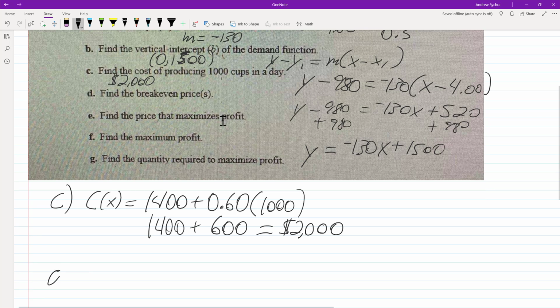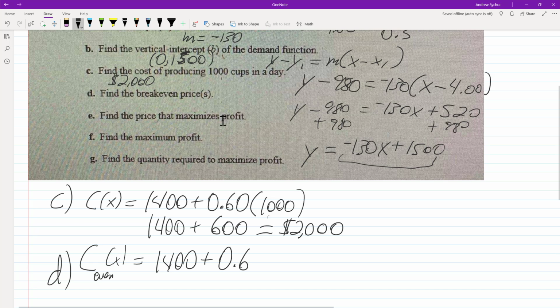I'm going to take a guess here at how to do it. Basically we're going to set the cost function equal to... hold on. All right, we're going to substitute in our y value here. So break-even, I'll just put a sub even here, of x is going to be equal to 1400 plus 0.6, 60 cents, and then we're going to plug in our negative 130x plus 1500.